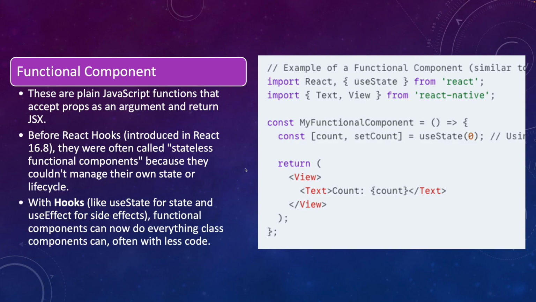Now you can see this particular function is a plain JavaScript function. It has a useState method, the useState hook actually, which gives you the ability to manage state inside your component. And of course there is another hook called useEffect, which helps you to maintain side effects in your component. Yeah, that's about functional components.